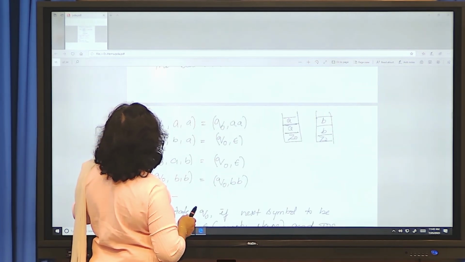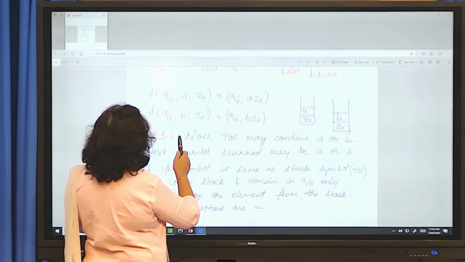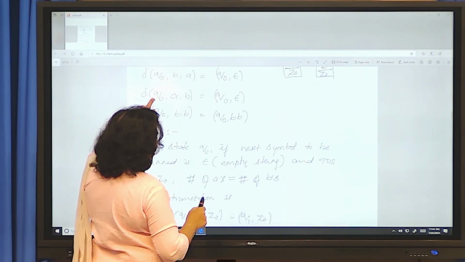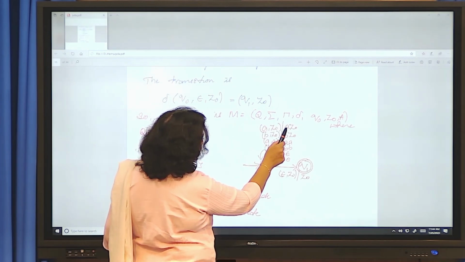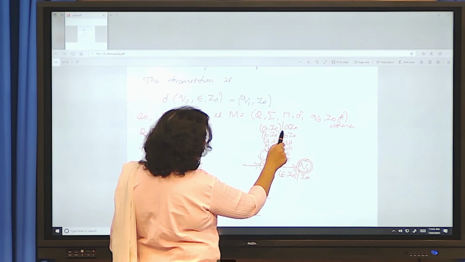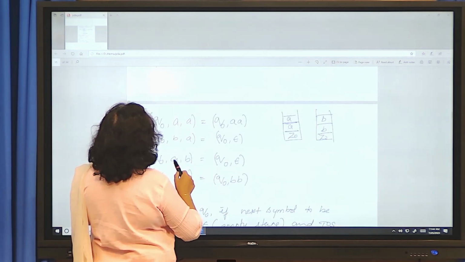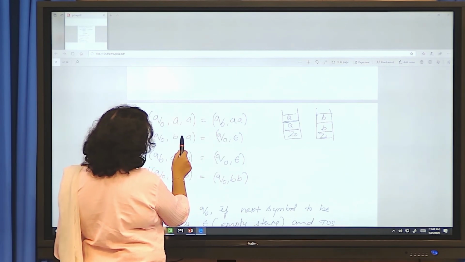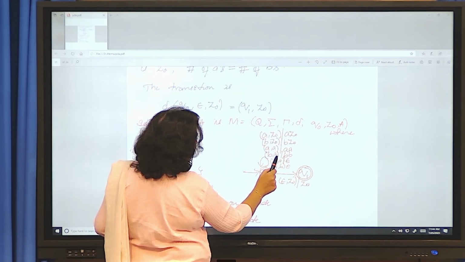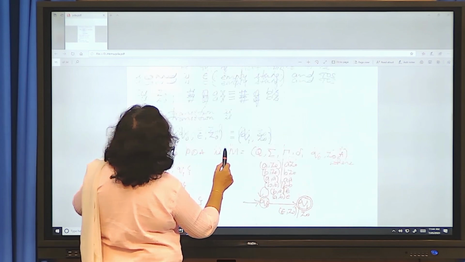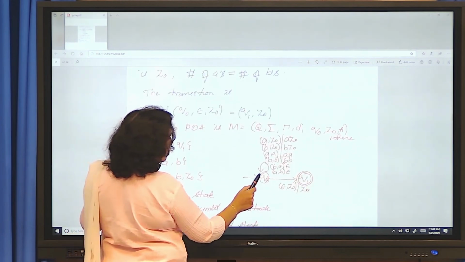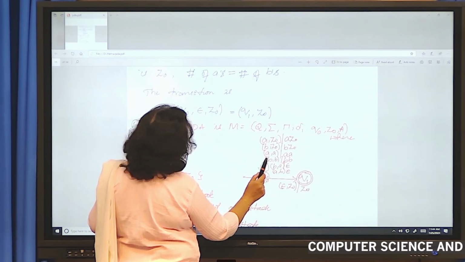So let's see the transitions now. The first transitions, A comma Z0 is AZ0, B comma Z0 is BZ0. Here you have to put a pipe character. Then come here, A comma A is AA, B comma B is BB, B comma A is epsilon, A comma B is epsilon.